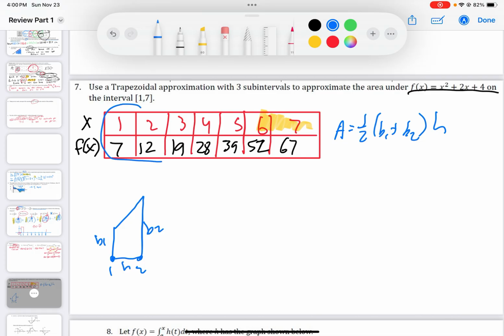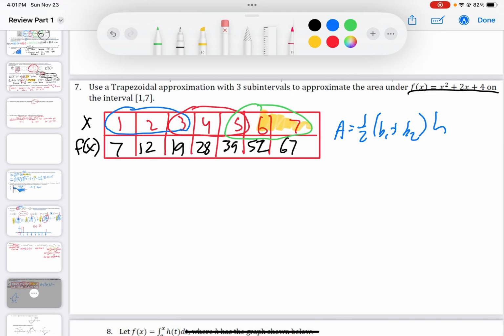So I'm going to look, from 1 to 7? Oh, I don't need all these, do I? So from 1 to 3, there's a number. And then from 3 to 5, and then 5 to 7. I only need 3 subintervals, so I'm going to spread them out evenly. So this would be the area. I'm just going to start writing.